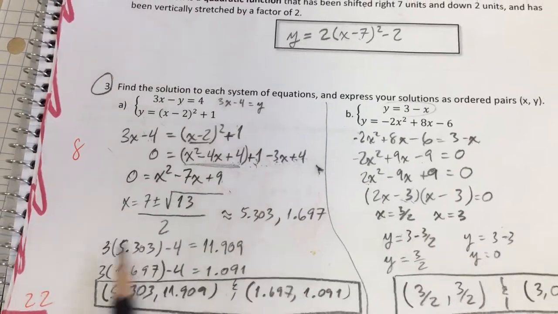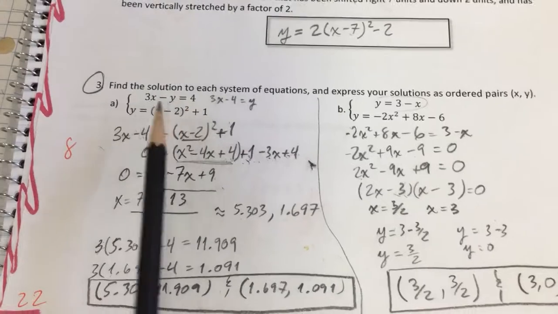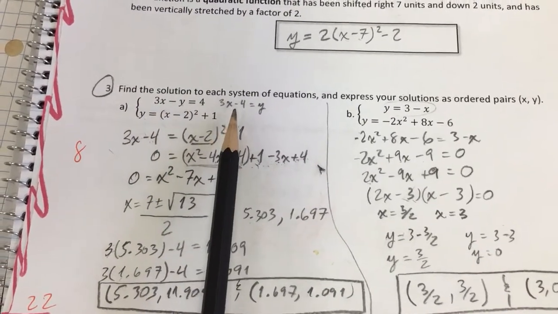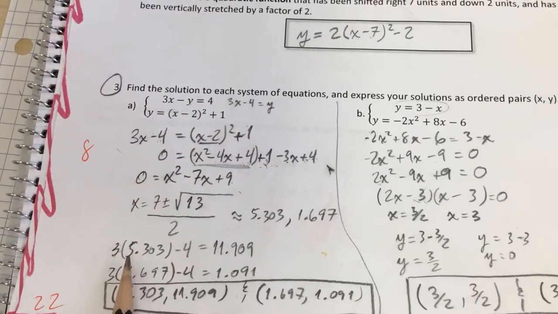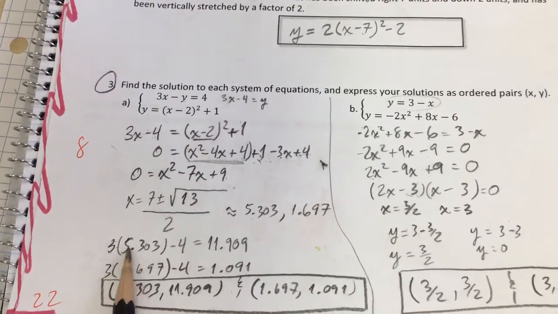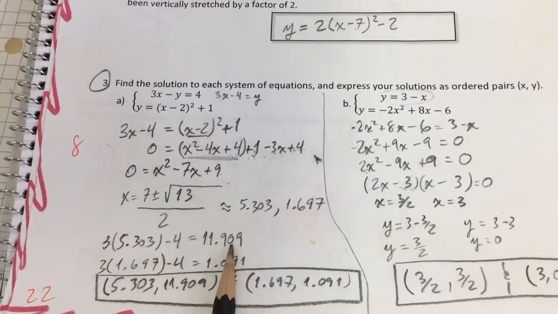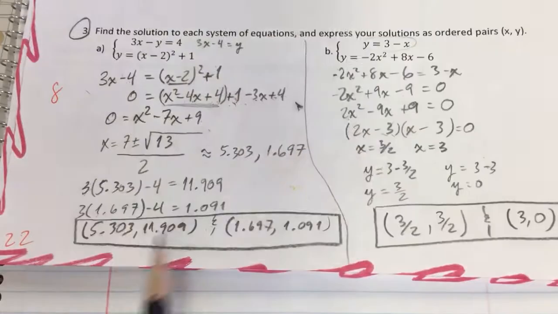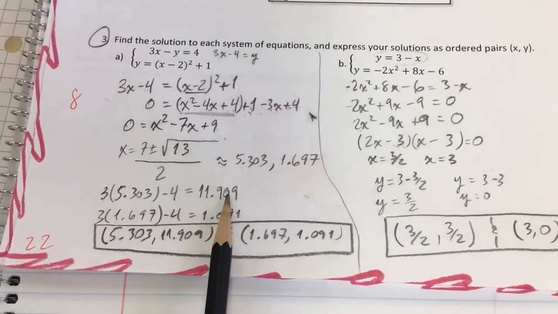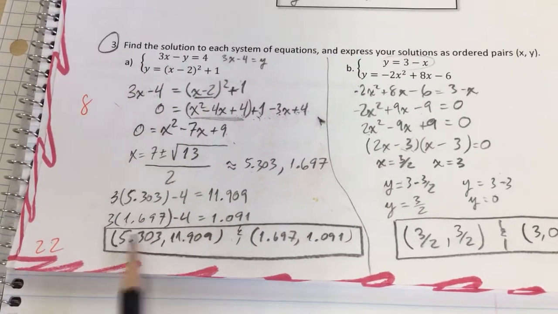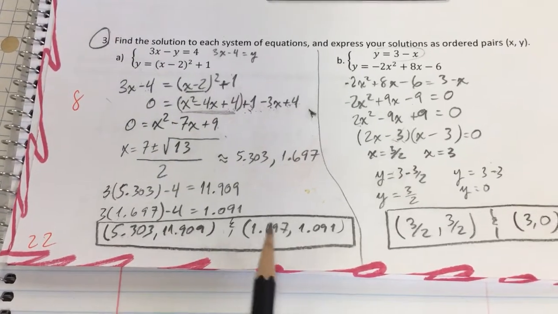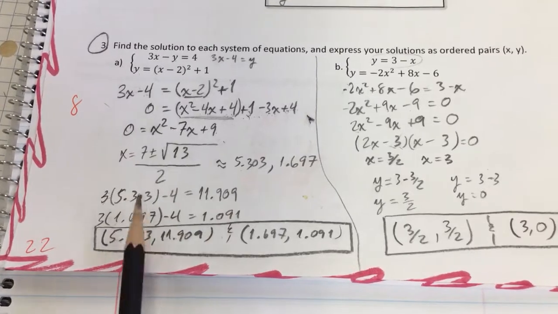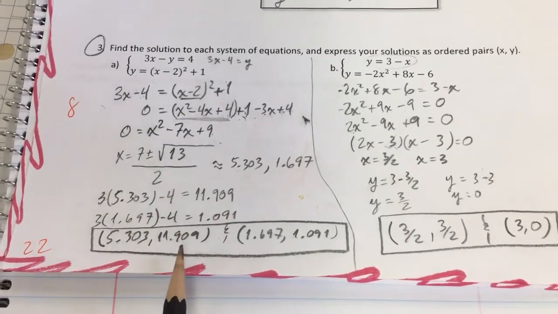I'm going to put both of those numbers into the equation. I'm putting it into this linear equation up here just because that's easier. And so replacing x with 5.3 gives me that number, and replacing it with that gives me that number. So make sure you pair up your solutions. This x gave me that y. This x gave me that y. So those are the ordered pairs for the solutions to that system of equations. Okay? Make sure you match up your x and y together when you express your solutions.